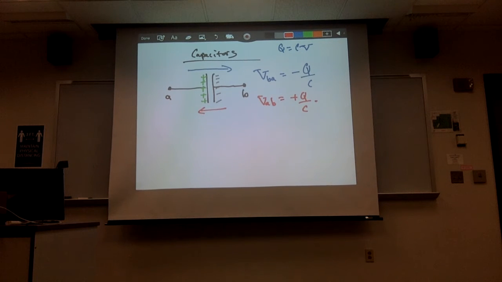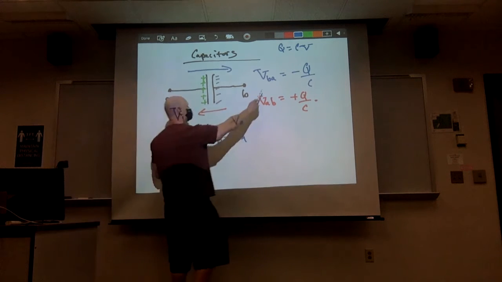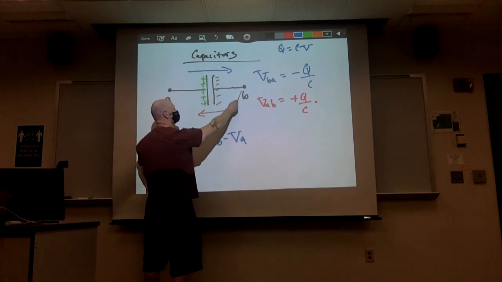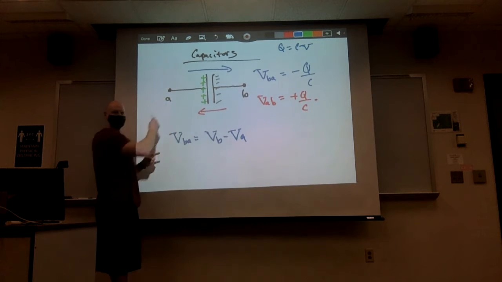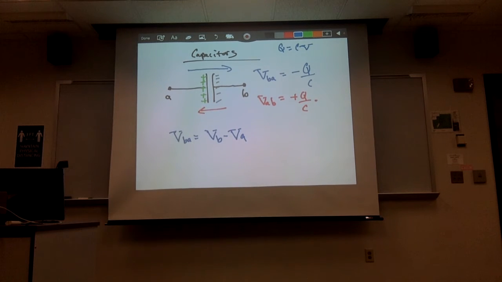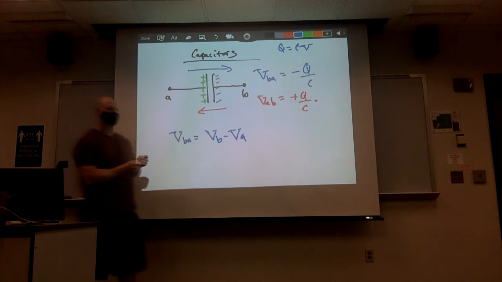Okay, what's up there? Why is VBA going in the direction of A? Because remember, when I write this, what I really mean is, write it this way. So VBA is the same thing as the potential at B minus the potential at A. So this notation means potential at B minus potential at A. So I'm saying here that potential here is less than the potential here, which is what gives me the negative.